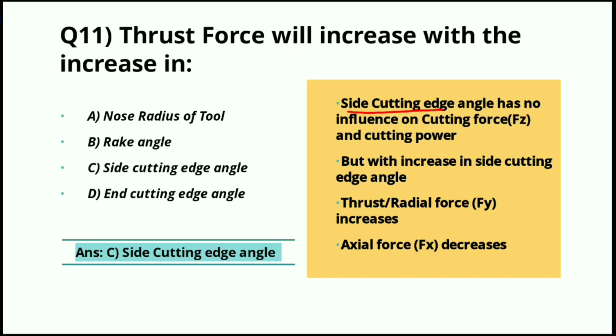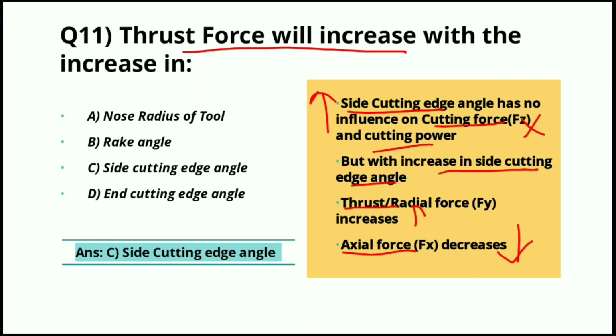Side cutting edge angle has no influence on cutting force and cutting power. That means if we increase the side cutting edge angle, it does not affect cutting force and cutting power. But with an increase in side cutting edge angle, thrust force increases and axial force decreases. So thrust force increases with the increase in side cutting edge angle. So part C is the right answer. Now we will move to our next question.